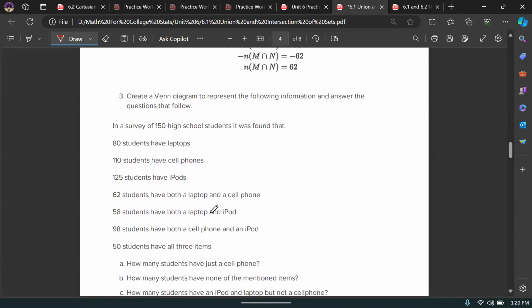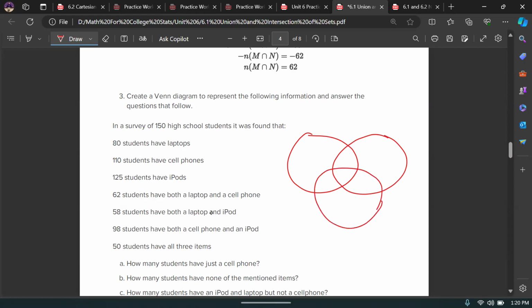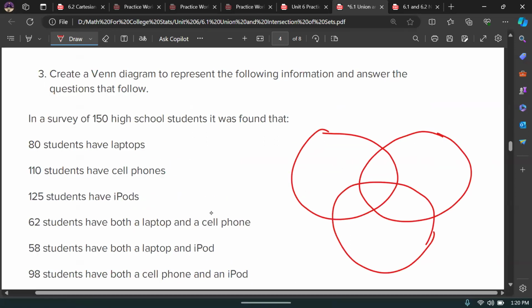So let's see if we can follow along with me. Triple Venn diagram, we're going to have 1, 2, 3. It's not beautiful, but it's going to work. We have laptops, cell phones, and iPods. So laptop, cell phone, and then iPod.